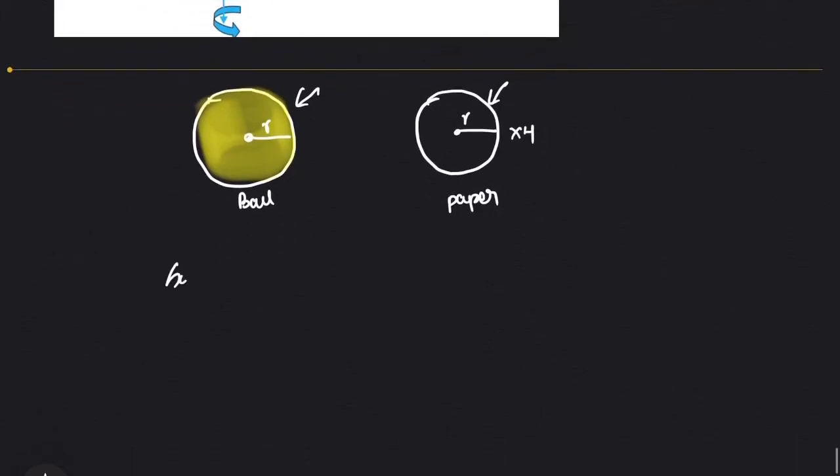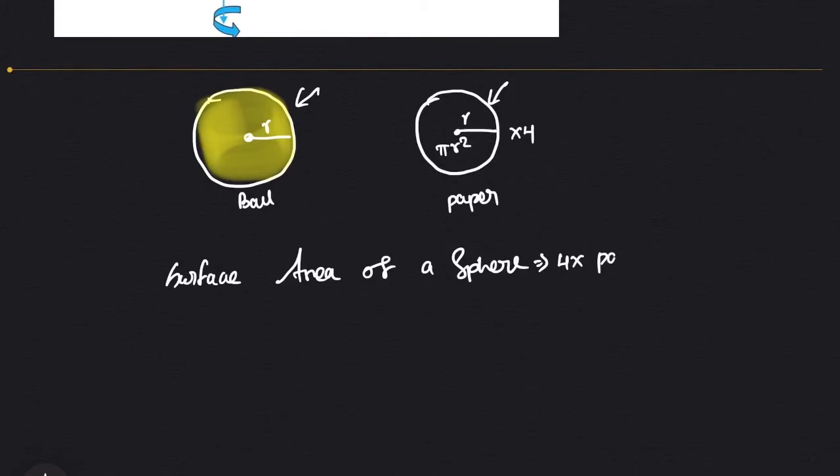So the surface area of a sphere: how many papers do we need? The 4 papers. Each paper's area is pi r square, but we need 4 papers to cover this football. So 4 times the individual sheet. It's very simple, 4 into pi r square. So the final value is 4 pi r square. So it is a full sphere.